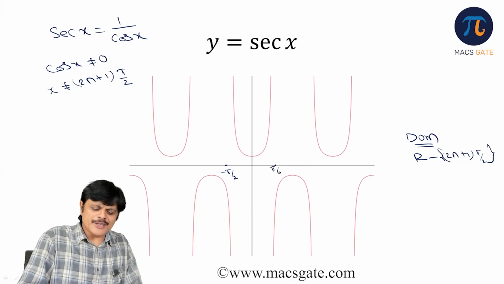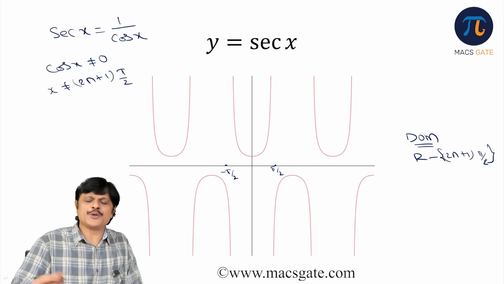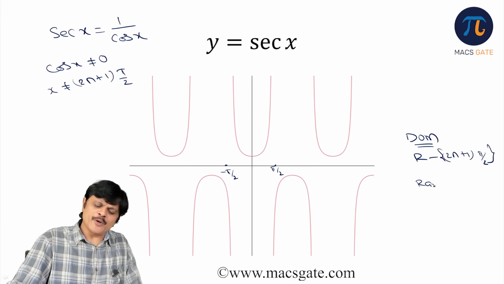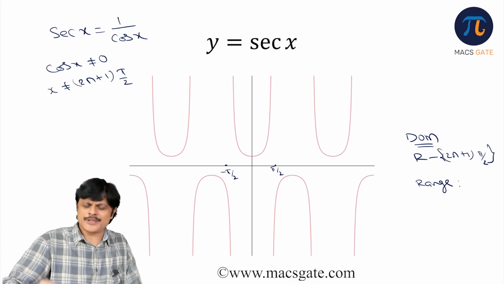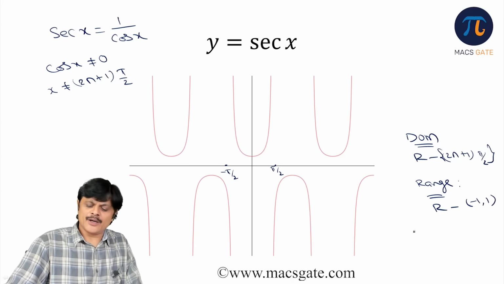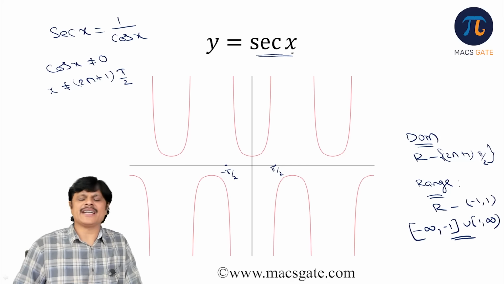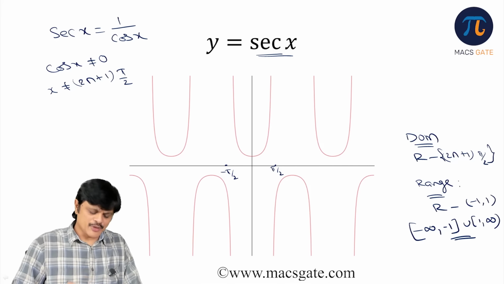There is nothing wrong if you say discontinuity, sir. Okay, so like that: pi by 2, minus pi by 2, 3 pi by 2, minus 3 pi by 2, and so on. What about range? Same as cosecant. So R minus the interval minus 1 to plus 1. Or you can say minus infinity to minus 1, union 1 to infinity. That is the range, the values which secant can take. Okay, this is about the secant graph.